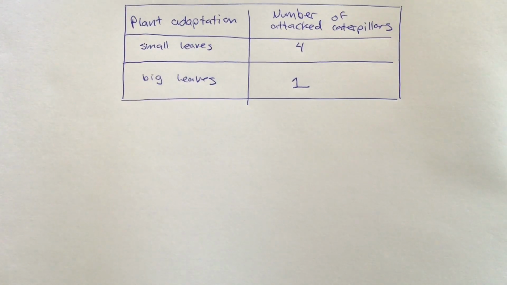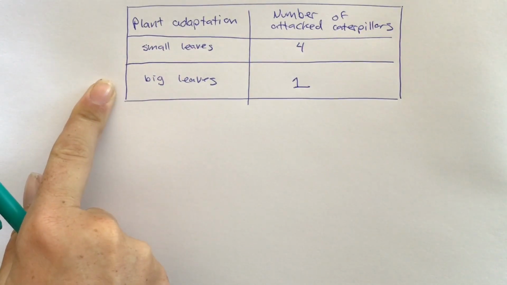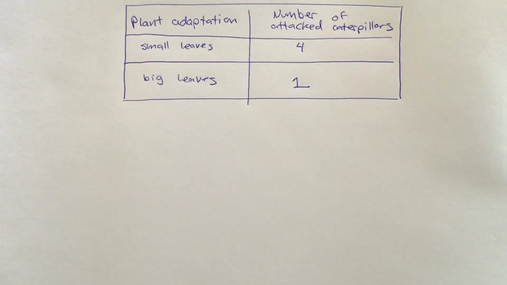As you probably noticed, we are comparing two different categories of data here, plants with one trait and plants with another trait. So we want to see how the number of caterpillars with attack marks is different between those two categories of plants. So a bar graph will be best to use to show that difference.